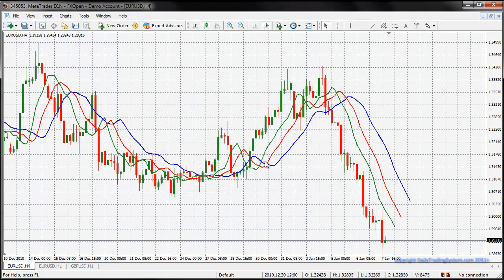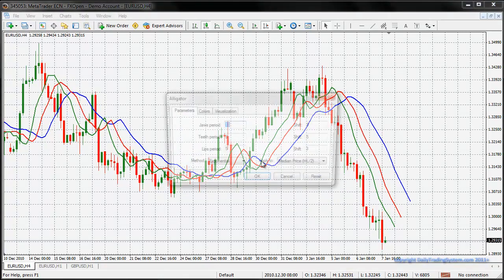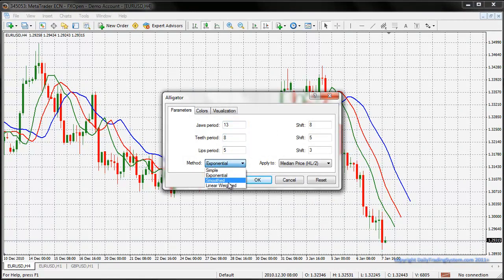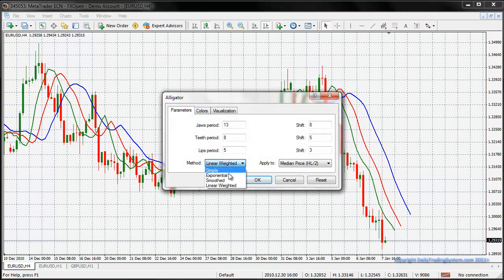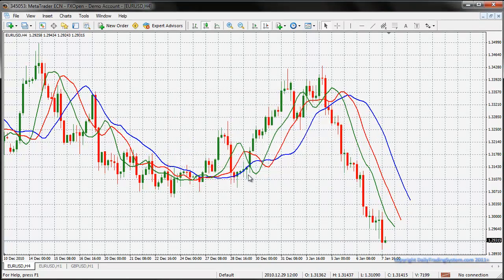Let's just mess around with these to see if these do come out a little bit better than the default one. Not really. Okay. Alright. I don't really use this indicator a lot because it's a little bit weird and a lot of false signals can come off of it. But the general rule of thumb is this.